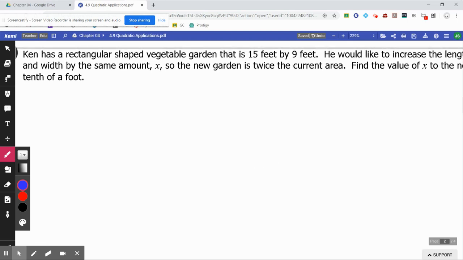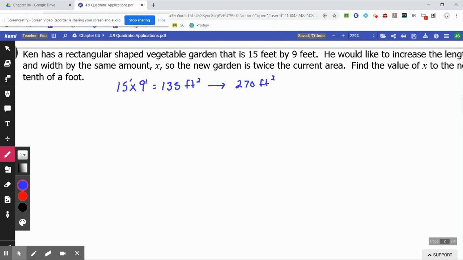Now this one's a little bit tough. The current garden is a 15 by 9, and that's both in feet. So the current area, which you are going to need, 15 by 9 gives you a 135 square feet garden. He wants to change it to where the new garden has twice the area. So he wants a garden that has an area of 270 square feet.